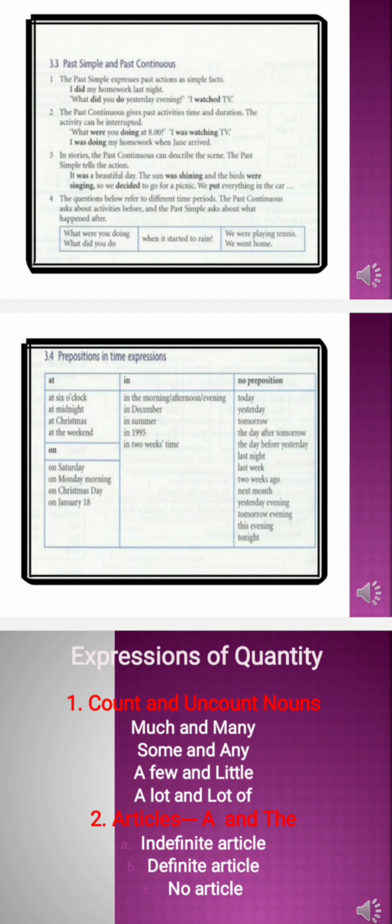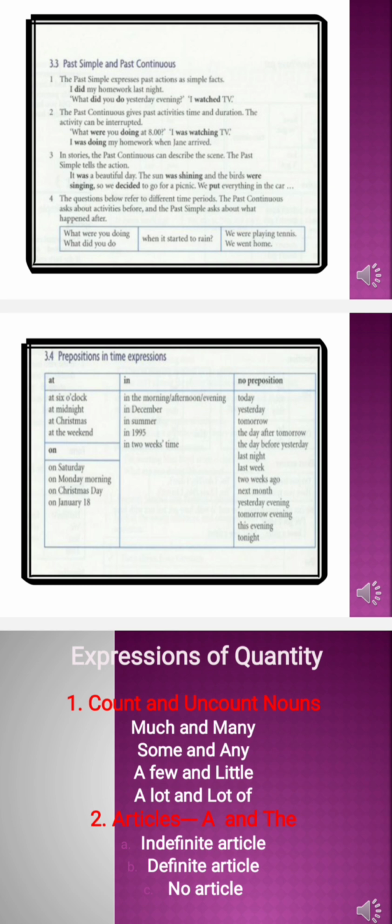In the morning, in the afternoon, in the evening. In December, in summer, in 1995. In 2 weeks' time. No preposition.